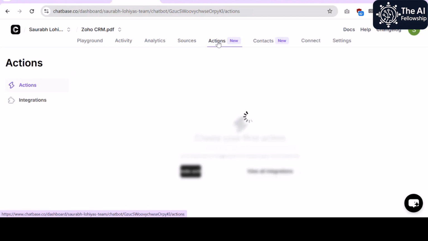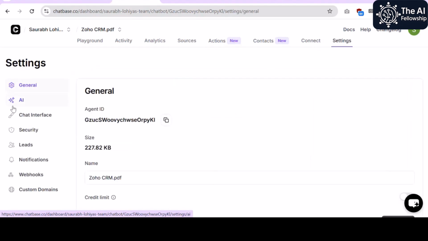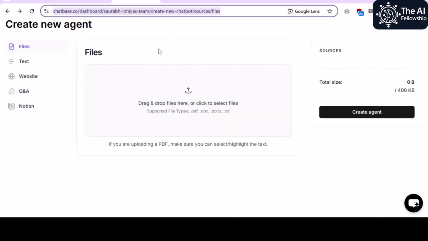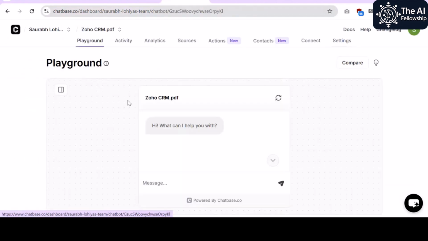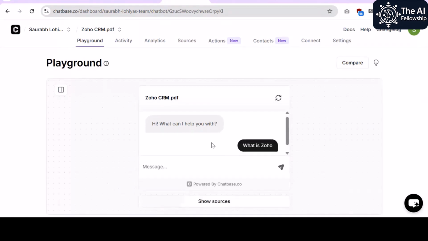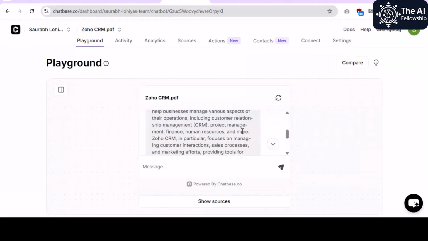You can create some actions based on the context, if you're using it for sales or support, then settings. Okay, so yeah. So playground is the part where we can ask. So say if I ask it what is so, it will answer from the document.